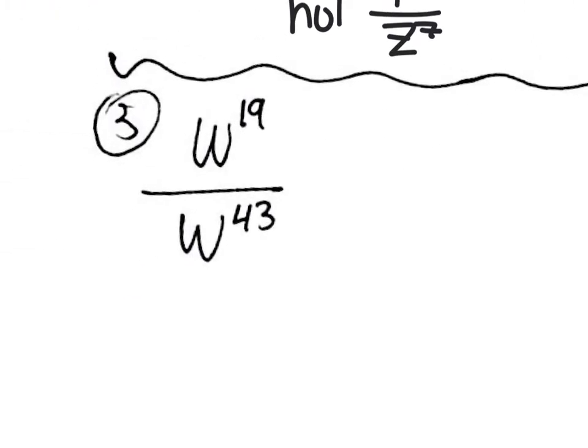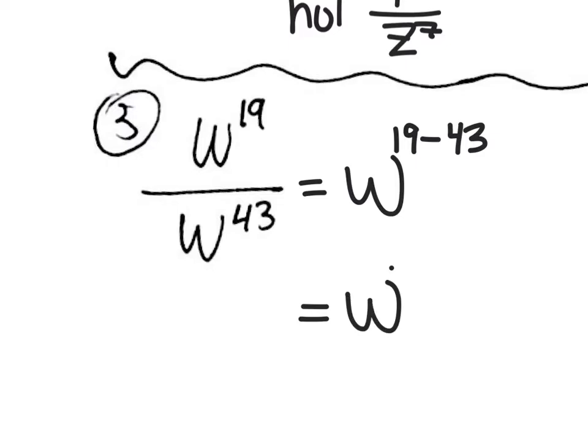Number 3, that's a 3, even though it kind of looks like a 5. So let's see, we're dividing the bases, so we're going to subtract the exponents. You don't have to write this step, I'm just throwing it in there so that we know where we got our answer. And 19 minus 43, let's see, if it were 20 minus 43, it'd be negative 23. So this is going to be a negative 24. So we say w to the negative 24.